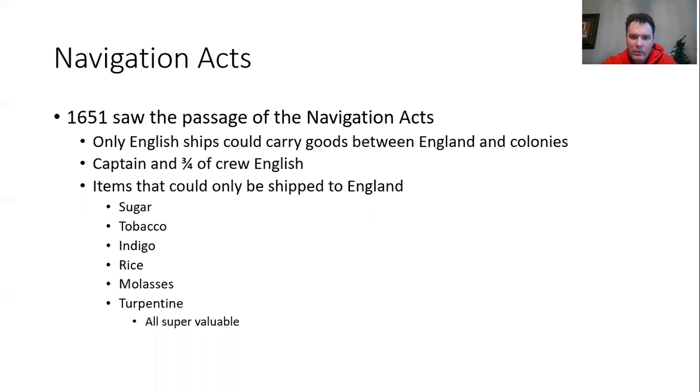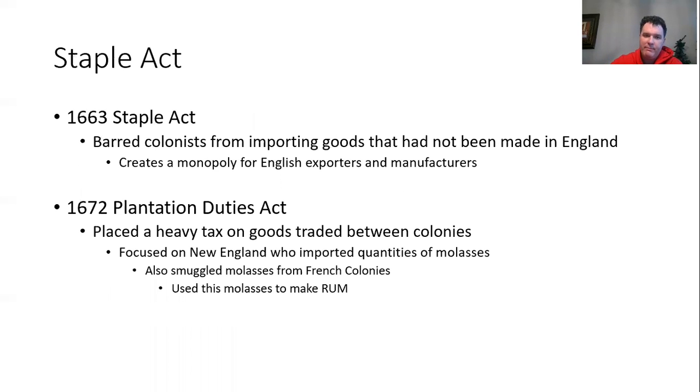And there's certain items that can only be shipped to England. And these are going to be the high value items, because you ship them to England and then England can make money on them. So sugar, tobacco, indigo, rice, molasses, turpentine, and they're all super valuable. They're all sought after all over the world. So you can make a lot of money if you would smuggle those out of the colonies.